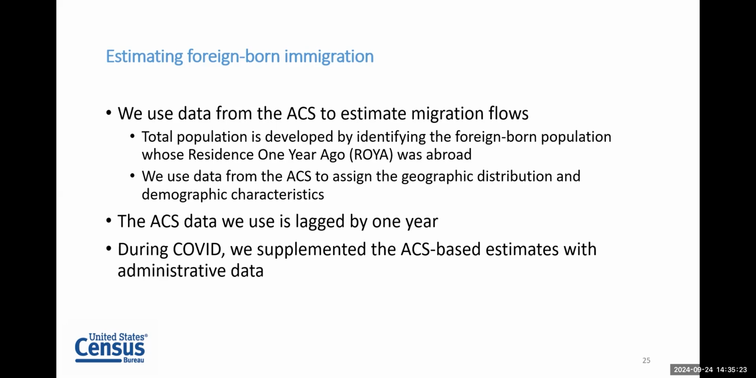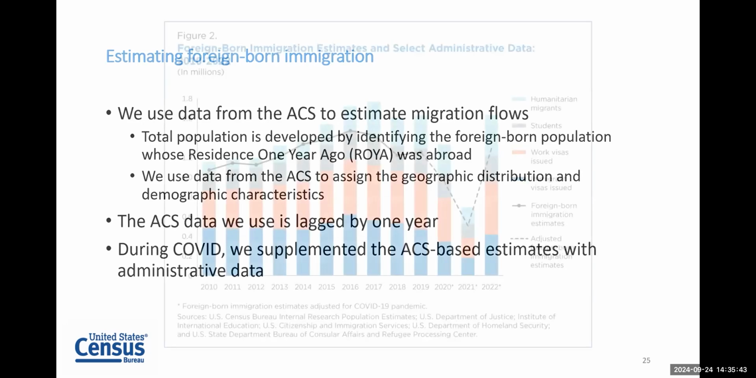One issue we have is that when we do this, the ACS data are lagged by at least a year. So for our vintage 2024 population estimates, our most recent ACS file is going to be the 2023 ACS data that just came out. During COVID, we were able to supplement the ACS-based estimates with administrative data. This was a big help to make our estimates more current, and I'll show you an example of that.